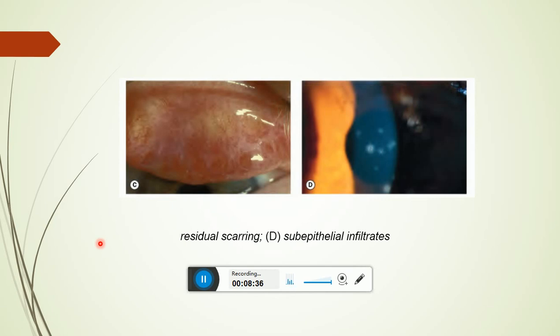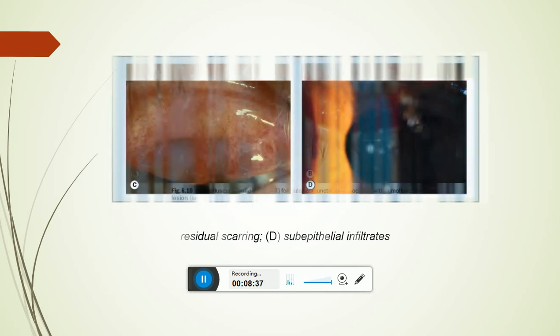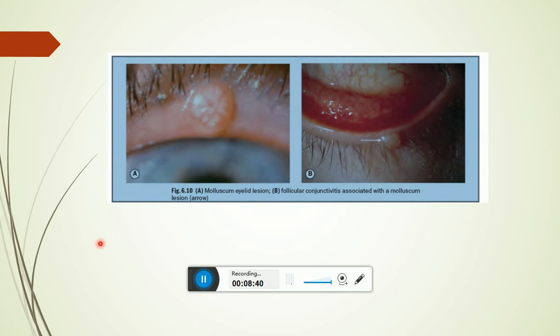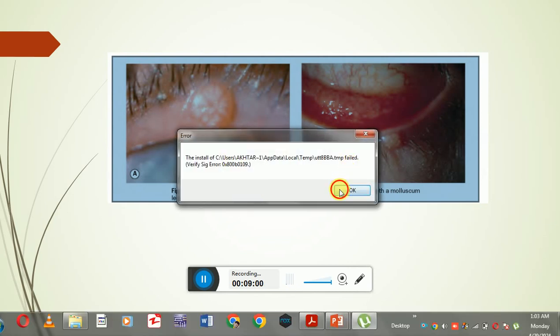So, molluscum contagiosum. Here you can see molluscum contagiosum is a pale, waxy, umbilicated nodule on the lid margin. There is follicular conjunctivitis associated with it and mild watery mucoid discharge. Bulbar nodules and confluent cutaneous lesions may occur in immunocompromised patients.